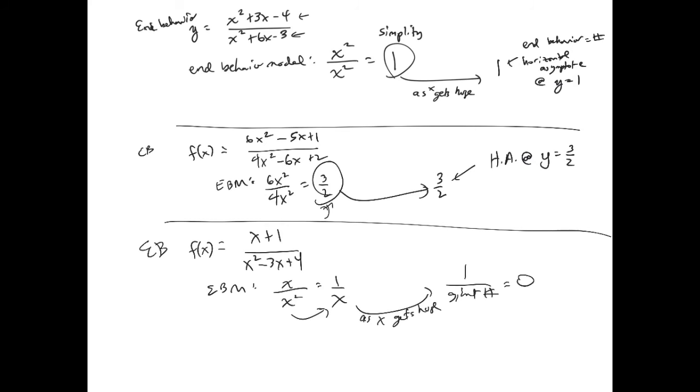Now, does it ever actually reach 0? No, but it gets closer and closer to it. So my end behavior gave me a number again. It's getting closer to 0. So my horizontal asymptote is at y equals 0. Let's do one more.